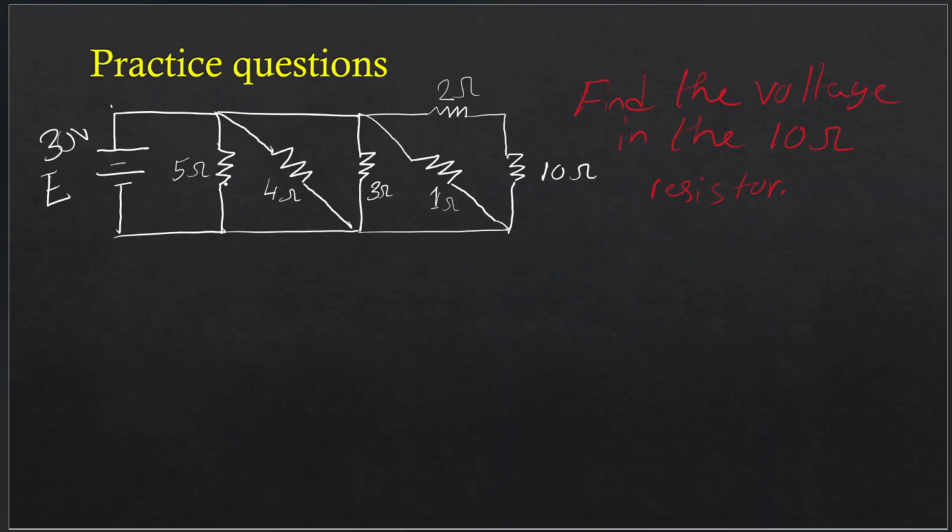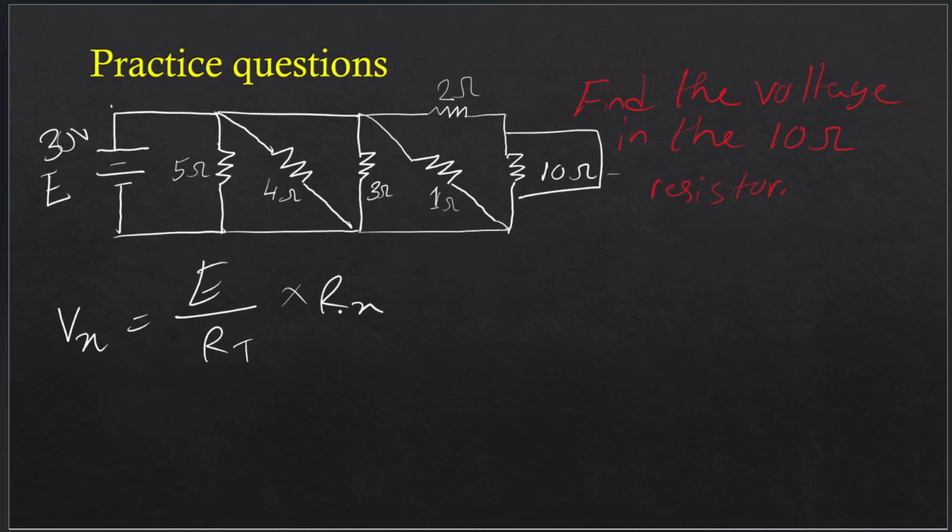Now let's do another practice question. This is a mixed circuit. We have parallel connections all over here, and then we have a series connection here. Now find the voltage in the 10 ohm resistor. For the voltage across here, again we apply the voltage divider rule, which was Vx is equal to E over RT times Rx. Now what's X for us? It's 10. So V10 is equal to E, total voltage, so 30 volts.